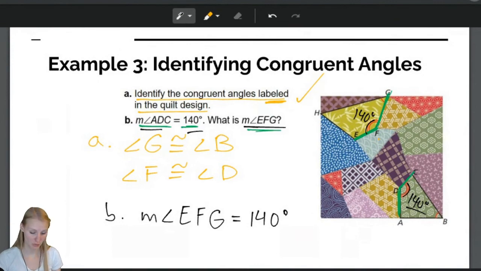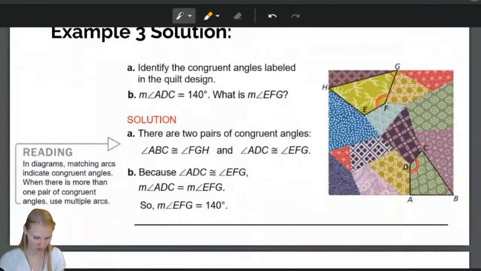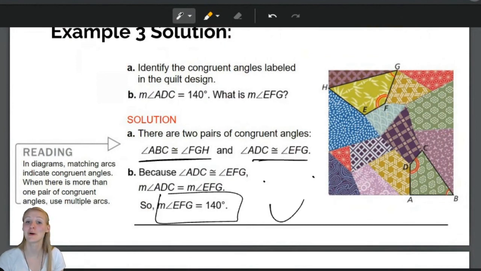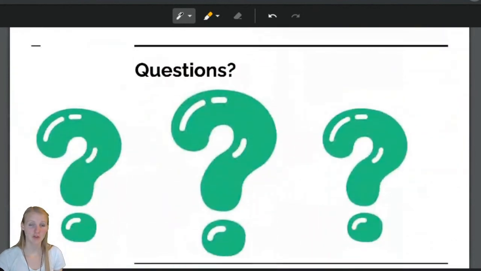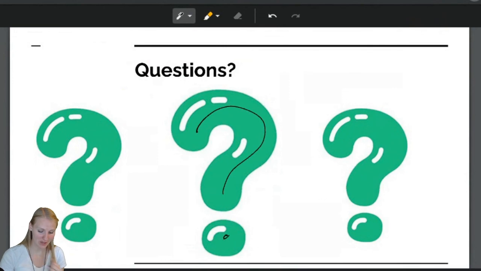Okay, let's make sure that we were correct. So, 2 pairs of congruent angles, and EFG is 140. So, booyah.